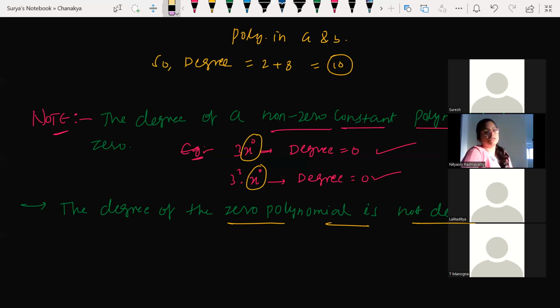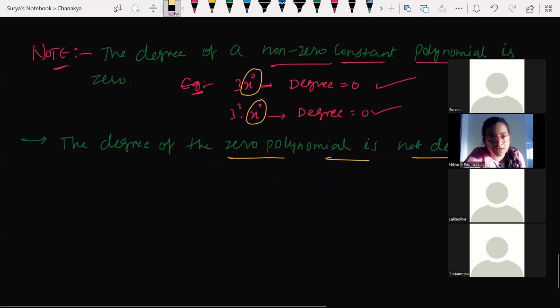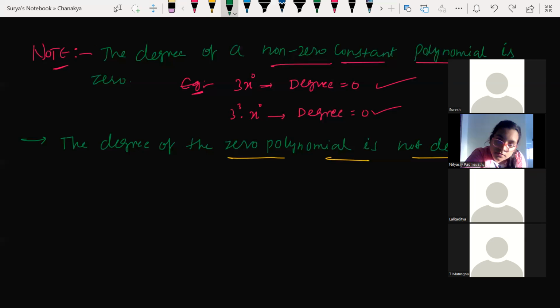Sir, I guess it's false, because if you take 3 cube into x to the power 0, anything to the power 0 is 1, so 3 cube into 1 is 3 cube, so the degree is 3. Beta, which one are you talking about? Sir, the down one, 3 cube into x to the power 0. That is 0, correct only. Both are correct. Sir, if we take 3 into x to the power 0, it's like 3 into 1, which is 3, so the degree is 1.